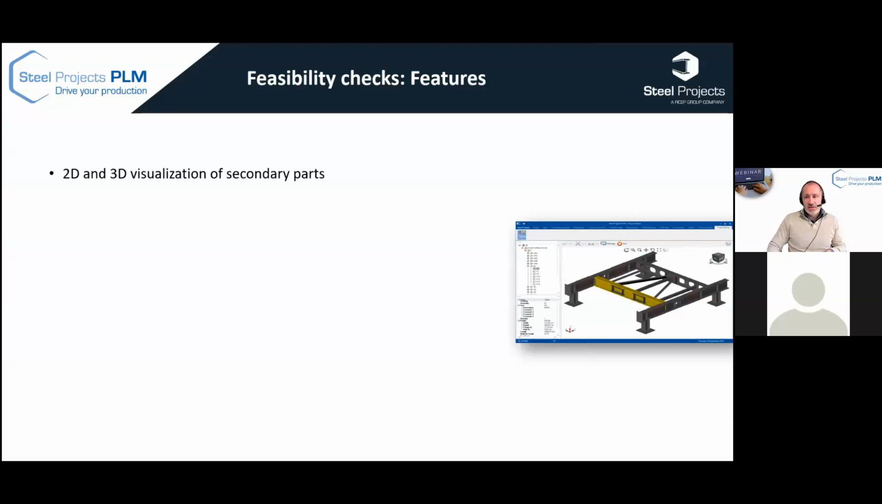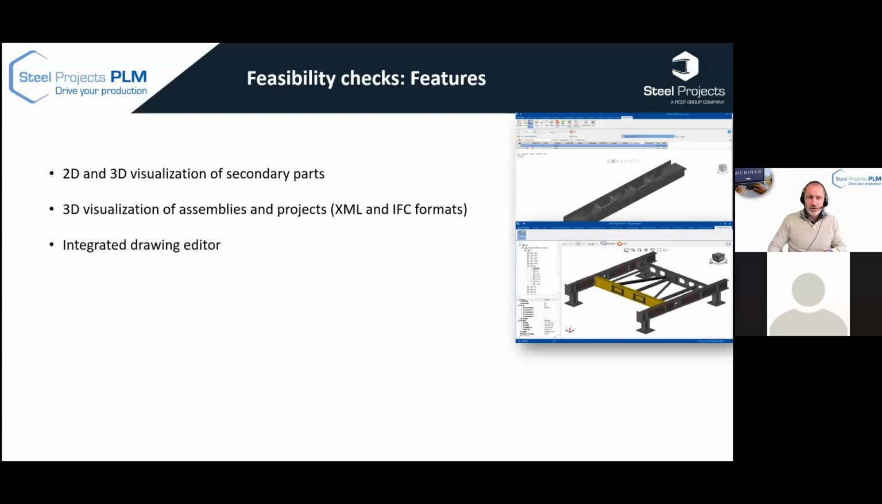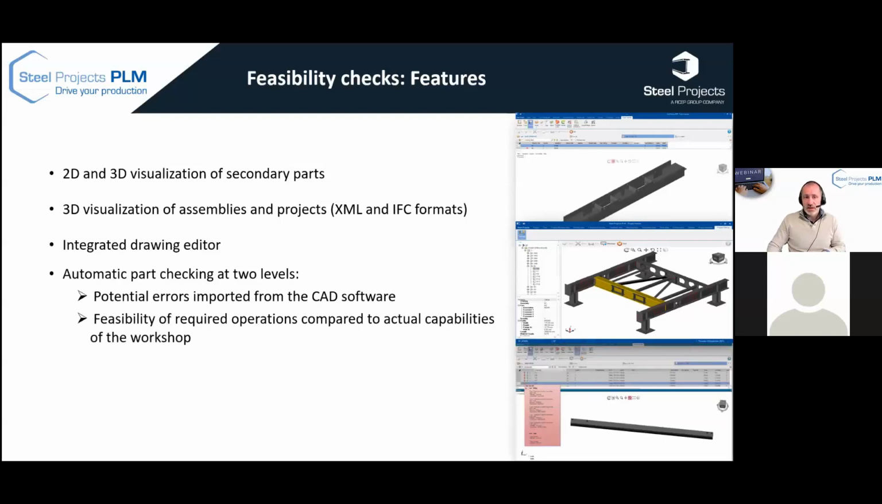We're going to see today 2D and 3D visualization of secondary parts coming from DSTV, XML or IFC format, the integrated drawing editor, and the automatic part checking at two levels: at the level of the potential errors that you can have in the CAD drawings, and the feasibility of every single component in your workshop, depending on the capacity of the workshop.